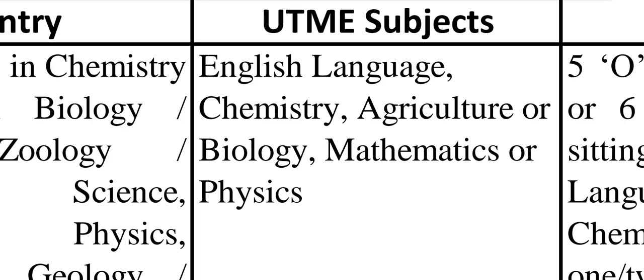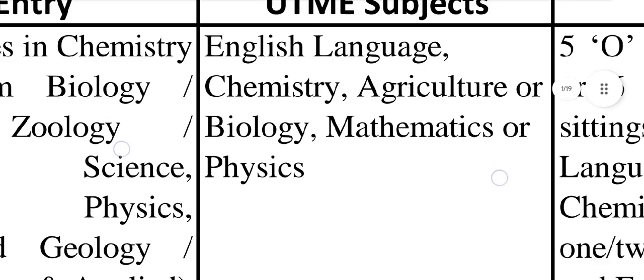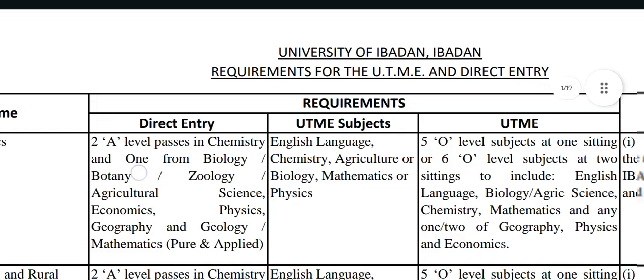So you can choose English, chemistry, agric and maths, is good. You can choose English language, chemistry, agric and physics. You can choose English language, chemistry, biology and mathematics. English language, chemistry, biology and physics. So just take note of it like that.